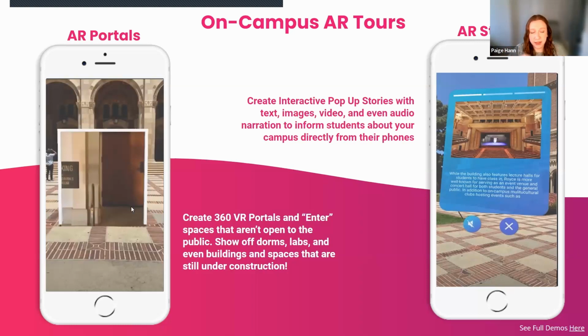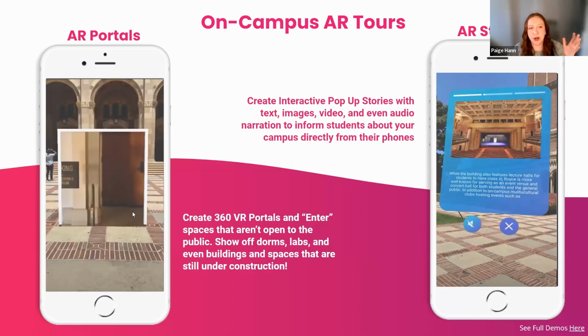Another really exciting use case in that same way, right? If you scan a QR code for each location, you can actually open up what we call a portal. So this is really great for locations that you want to show off but can't really be open to the public. So things like dorm spaces, certain libraries, lab spaces. Spaces you're very excited about and want to show off but can't let people walk into in person.